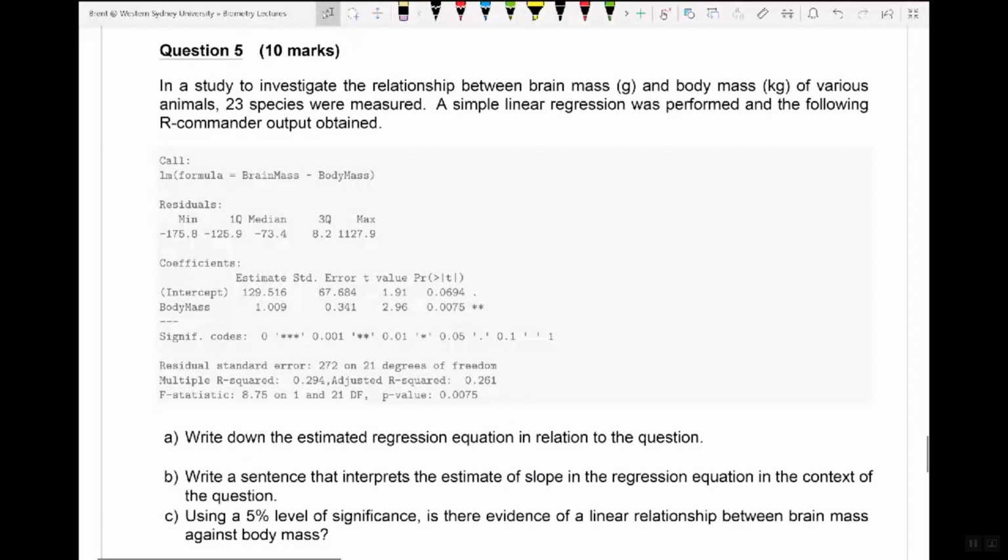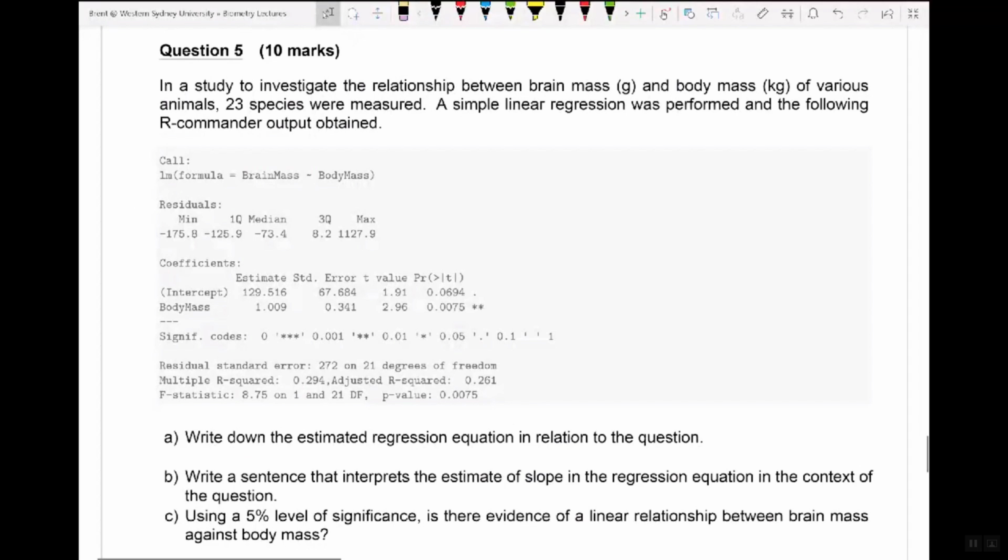If I were to try and picture it, I'd have an x, I'd have body mass predicting brain mass. There's some equation. What was the 129? There's some equation that relates them, some linear equation. It is the slope of this equation. For every 1 kilogram increase in body mass, there is a 1.009 gram increase in brain mass. That is what the slope is telling you. The rate of change of that line. Okay? Any questions about that one?